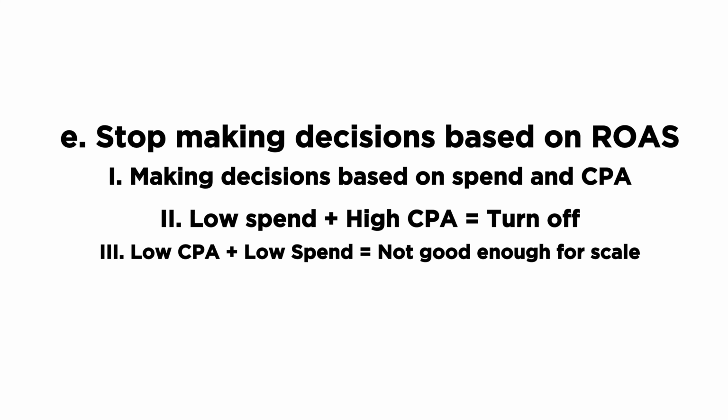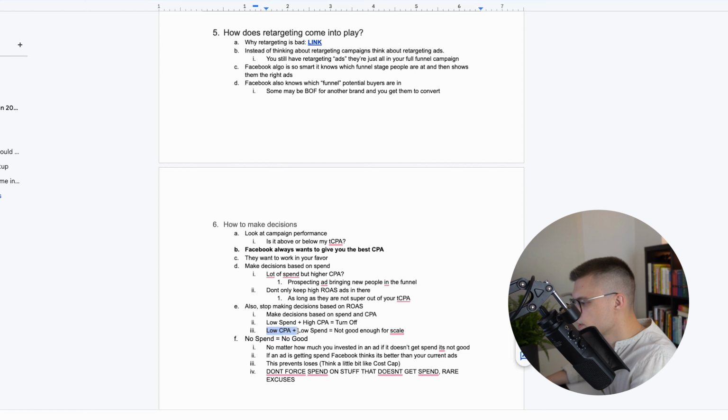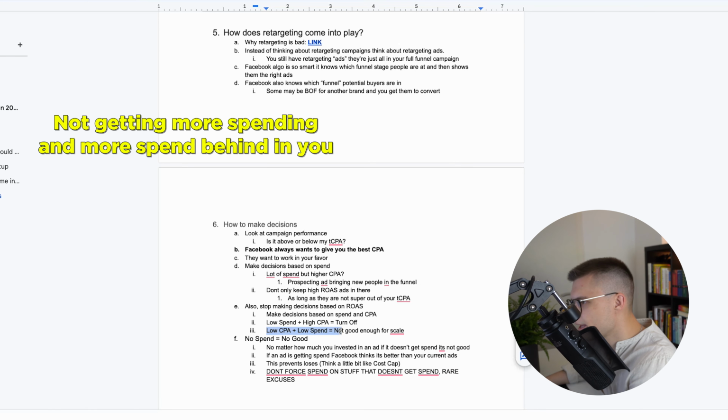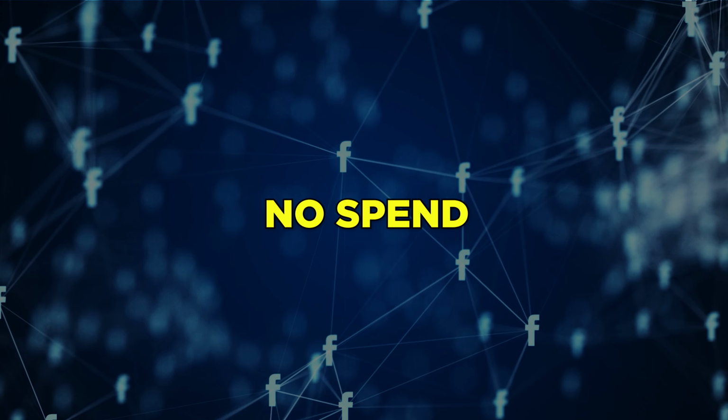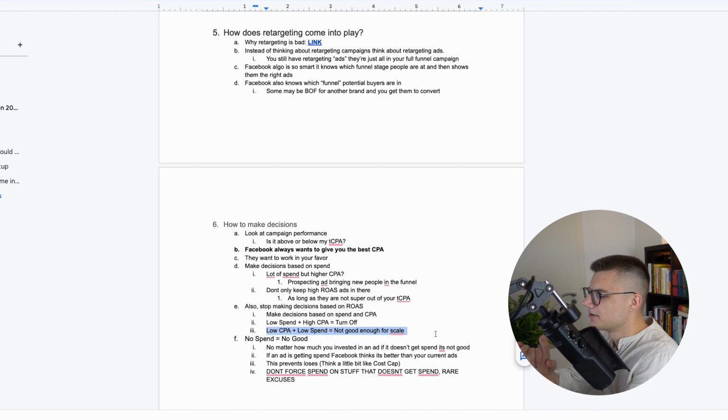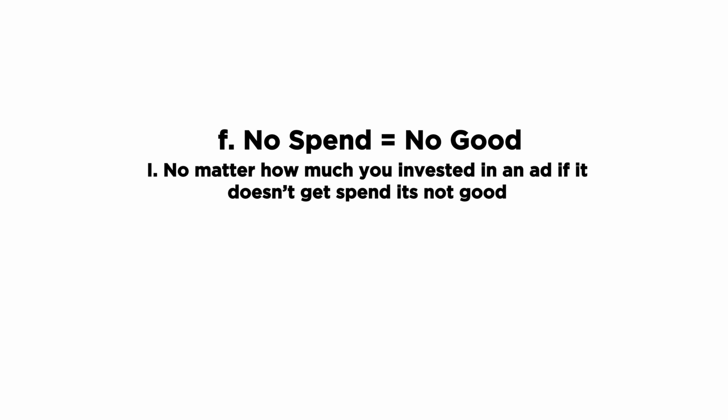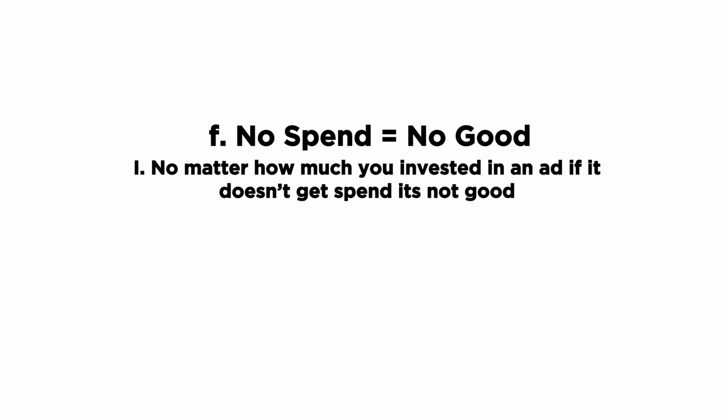But low CPA plus low spend, if an ad is getting super good ROAS, but it's not getting much spend, and you're thinking, why is this not getting more spend? I want to force spend behind it. ABO testing would force spend behind those ads, and then they would crash. They're just not good enough for scale. Facebook understands that. No spend, no good. That's what you have to understand. No matter how much you invested in an ad, if it doesn't get spent, it's not good.